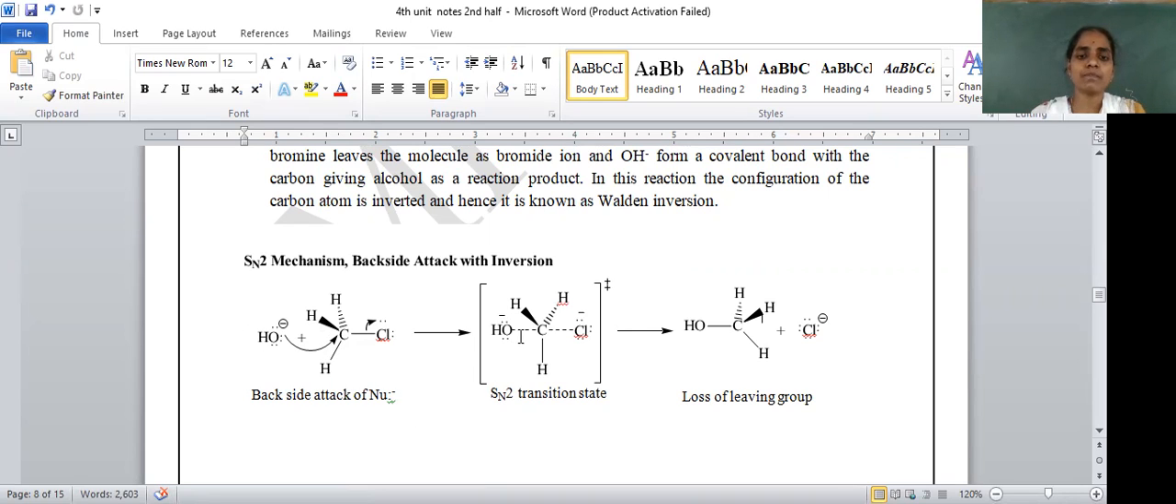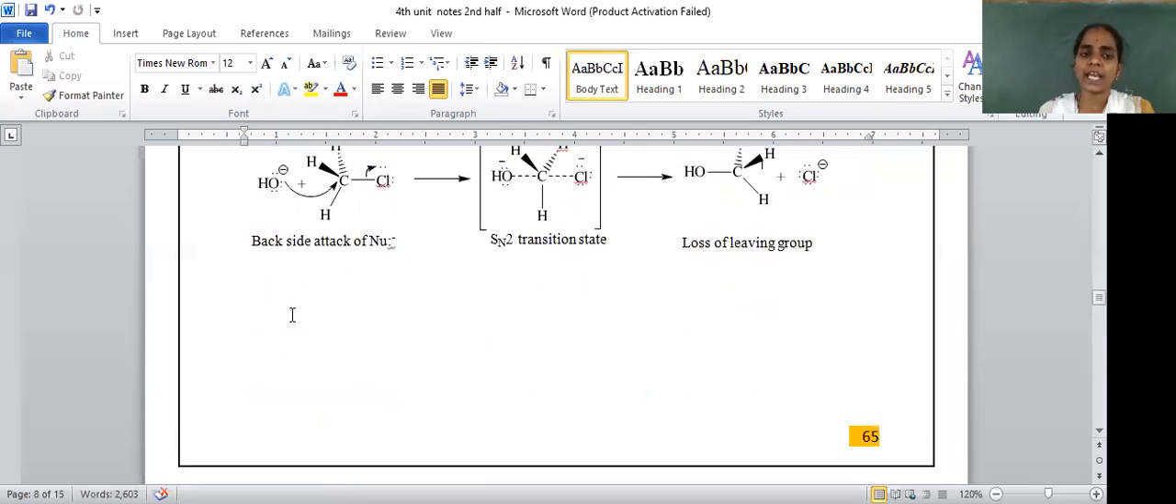At the back side there is the formation of a dotted bond. The dotted bond means a transition state is forming, which is a pentavalent transition state, before the formation of the product. As it is attacking from the back side, it is the reverse of the first reaction, the SN1 reaction. Here, this is the leaving group and a bond is forming with the OH minus. This inversion is called Walden inversion, where the incoming nucleophile attacks from the back side or the rear side. So that is an SN2 reaction.